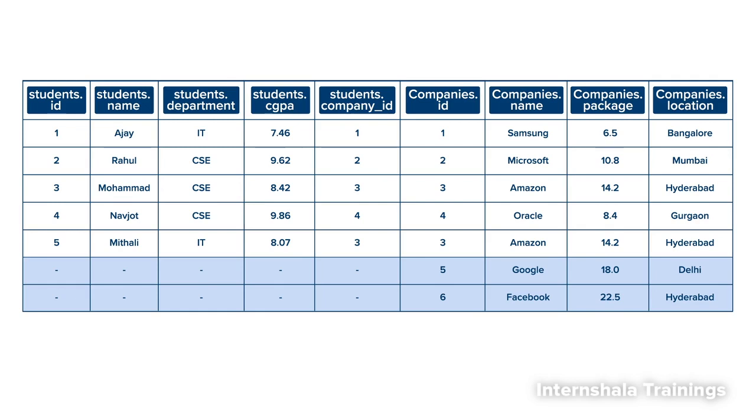That is why it includes the records that correspond to Google and Facebook, even though there are no records associated with them in the students table. But for the left table, right join fetches only those records which have at least one associated record in the right table. That is why it does not include the record corresponding to Sanjay from the students table. So, this is how we can use different types of join queries to fetch records from a table.